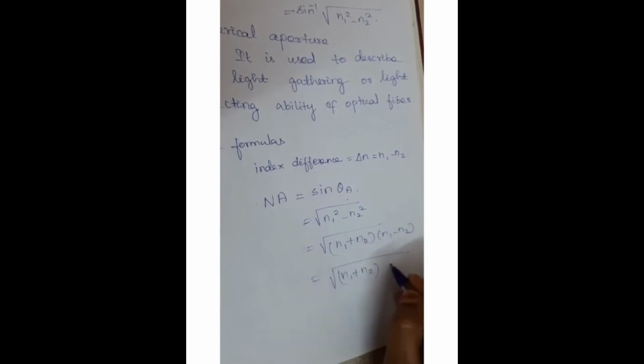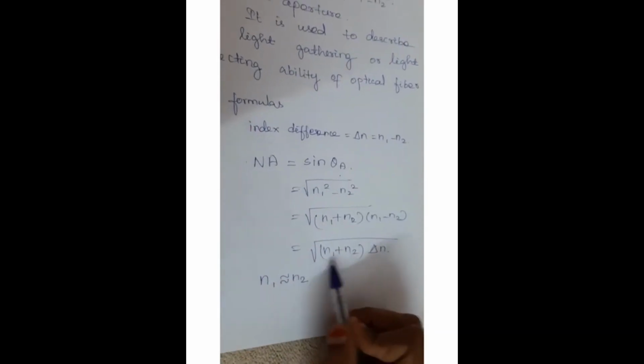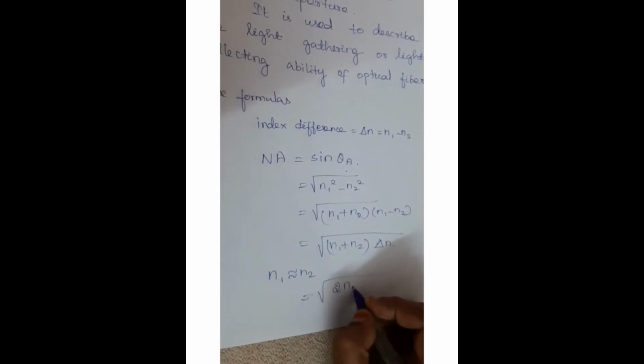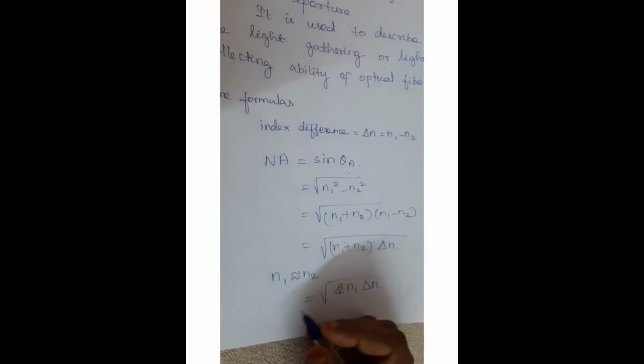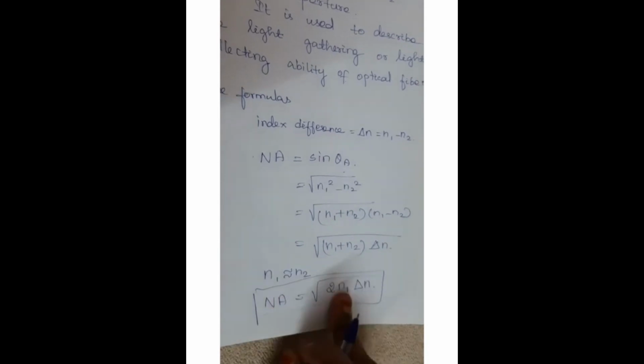Now you can write a squared minus b squared as a plus b into a minus b. Here the index difference is del n equal to N1 minus N2. So it can be written as N1 plus N2 into del n. When N1 is approximately equal to N2, this N1 plus N2 becomes 2N1 into del n. So it is one form of the formula for the numerical aperture.